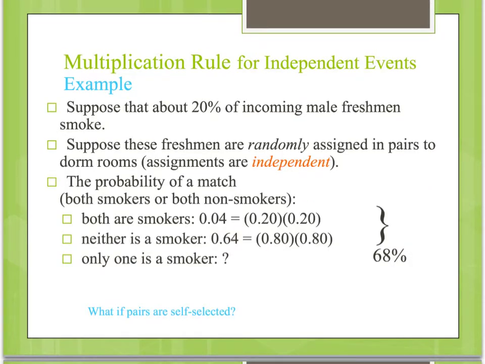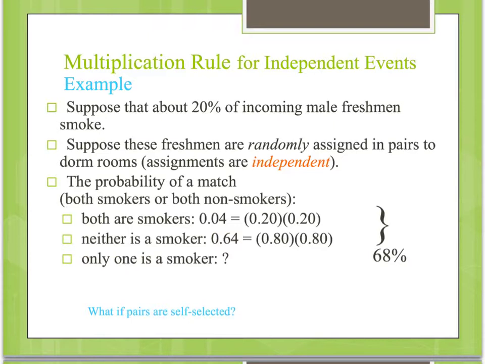So here's an example of how you'd use that. 20% of incoming freshmen smoke. And we're going to put freshmen randomly in pairs in dorm rooms. So the assignments are independent of each other. And we're looking at the probability of a match. So probability that they're both smokers or both non-smokers.